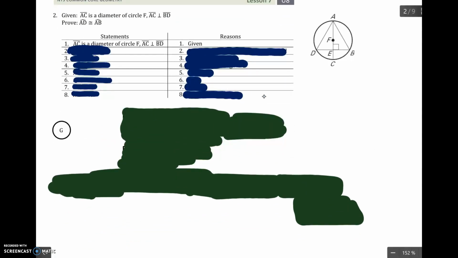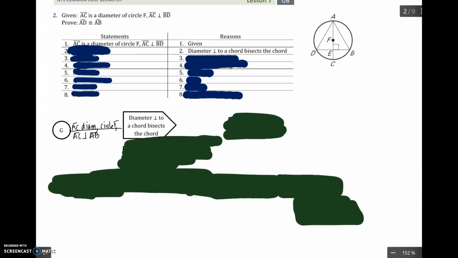So we have very straightforward givens. We're going to throw them in. AC is a diameter. It's circle F. And AC is perpendicular to AB. Okay, now we're trying to prove arc AD is congruent to arc AB. This is one of the theorems that we've used, but remember, you can't use a theorem to prove itself. You're showing why it's true.